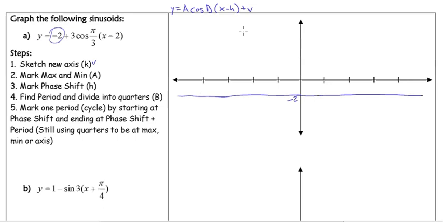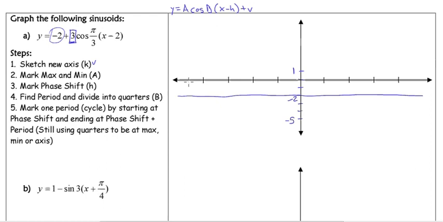All right. So once we've got our new axis, again, the K value, we're going to mark our maximum and minimum because they've changed now that the graph has been raised or lowered. We're going to use our A value, 3, to figure out how far up and how far down we have to go. So we're going to go up 3, so up 1, 2, 3, so a +1. And for a minimum, go down 3, -3, -4, -5. There's our new maximums and minimums, again, based off of that A value.